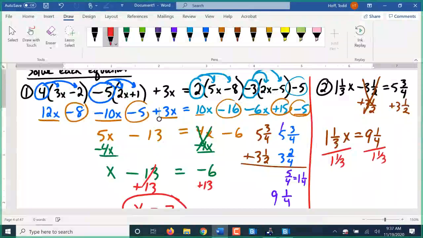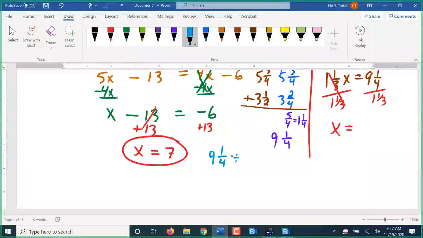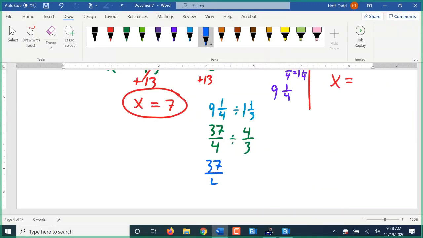by 1 1/3. So I have x equals 9 1/4 divided by 1 1/3. Our first step is to make them improper fractions. So 9 times 4 is 36, plus 1 is 37 fourths. Divided by 1 times 3 is 3, plus 1 is 4 thirds. Tempted to cross cancel there, but it's division. We can only cross cancel when it's multiplication. So the 37/4 doesn't change. We're going to multiply by the reciprocal, so times 3 over 4.